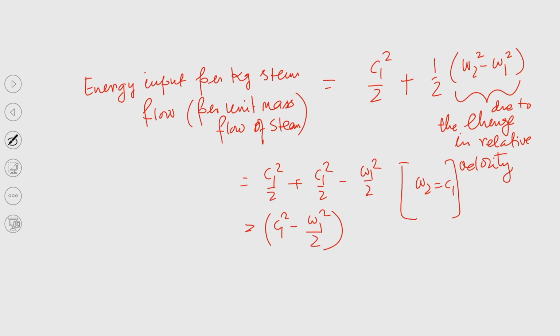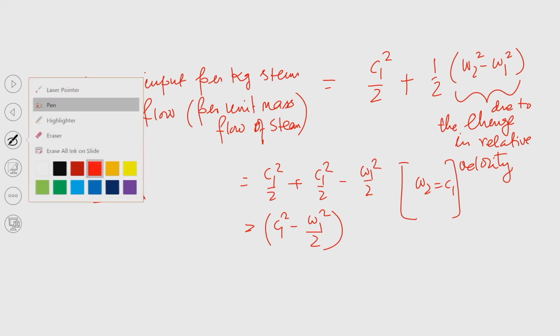Now, what is W1 square? If we try to draw, this is the inlet velocity triangle. So, this is C1, this is W1.